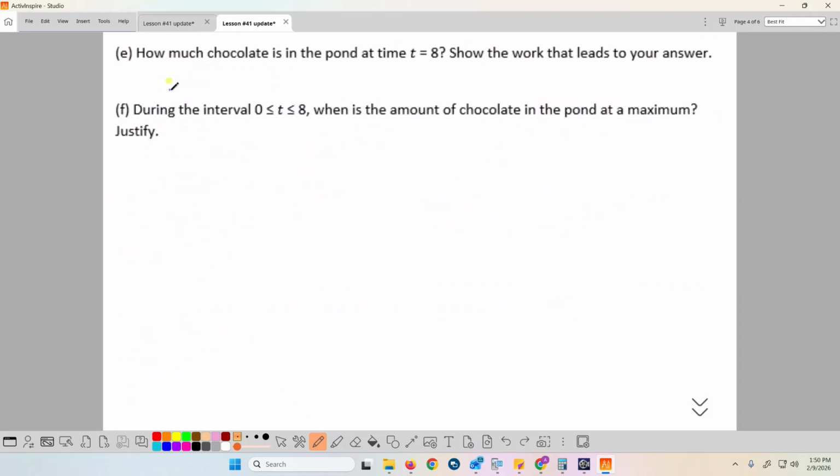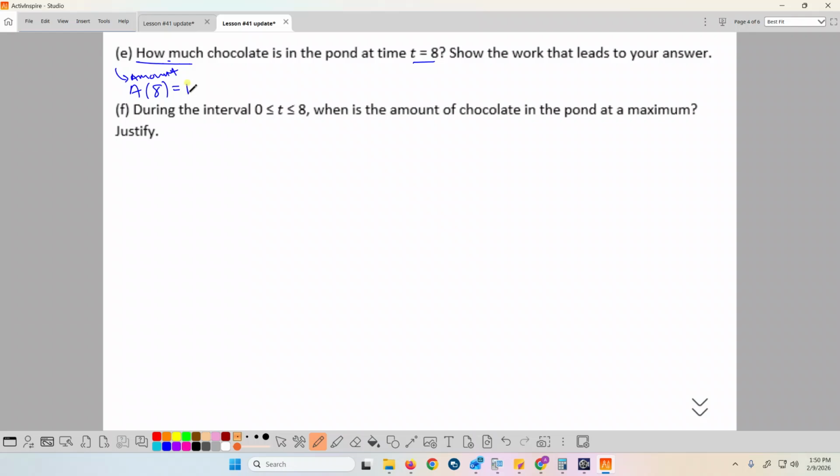This question also has a couple more parts. How much chocolate is in the pond at a time of 8? Show the work that leads to your answer. How much? That's like an amount. So when I think of that, I'm thinking about my amount function. Let's go back and use our amount function, but we'll be plugging in 8.